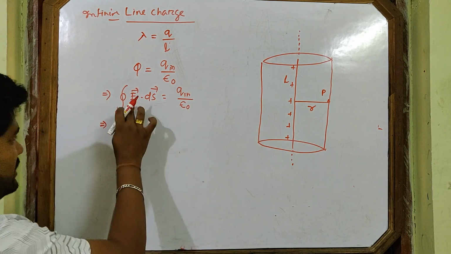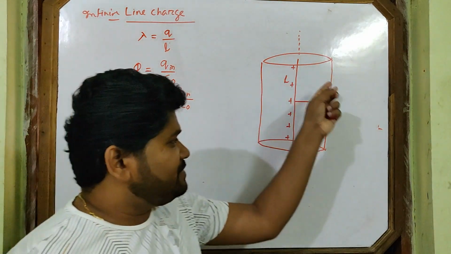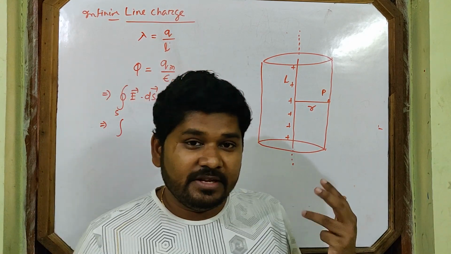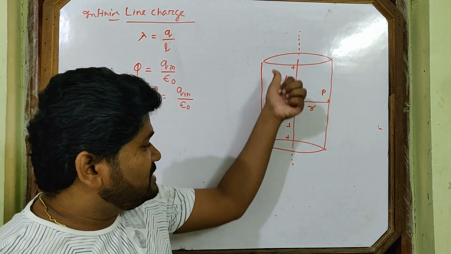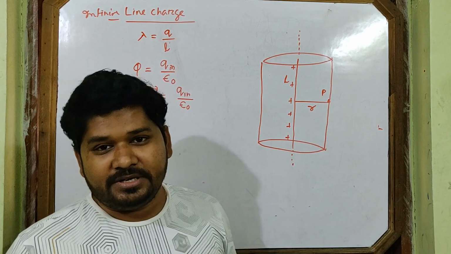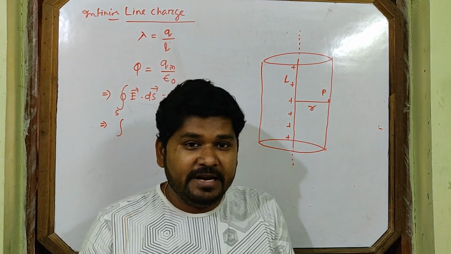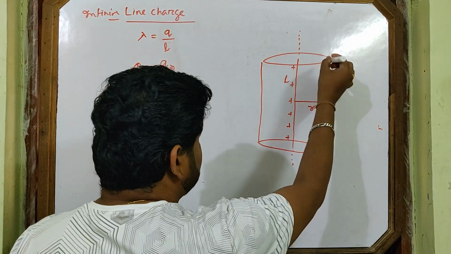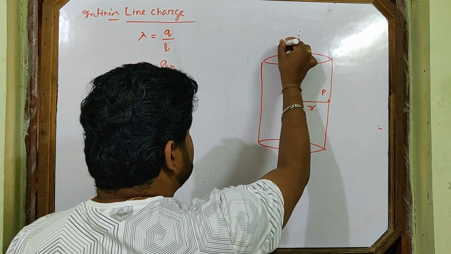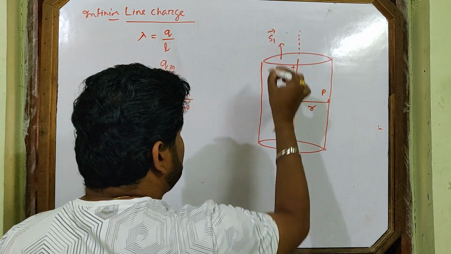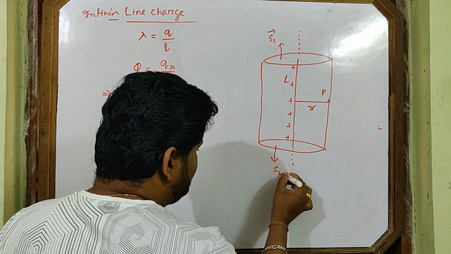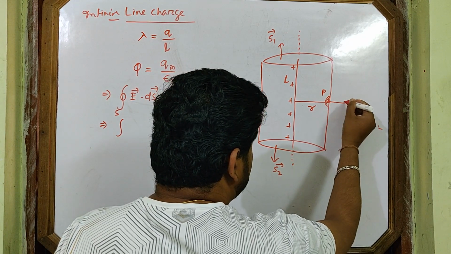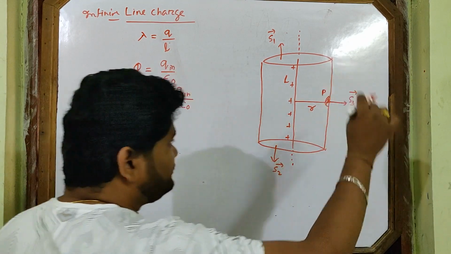Then you see, I am going to do the integration over the surface of the cylinder. But how many surfaces does the cylinder have here? Three surfaces: two plane surfaces and one curved surface. It's better if you split the total surface into three surfaces. Let's now split. This surface you take as S1 vector. This one I am taking as S2 vector. This surface you take as S3 vector.